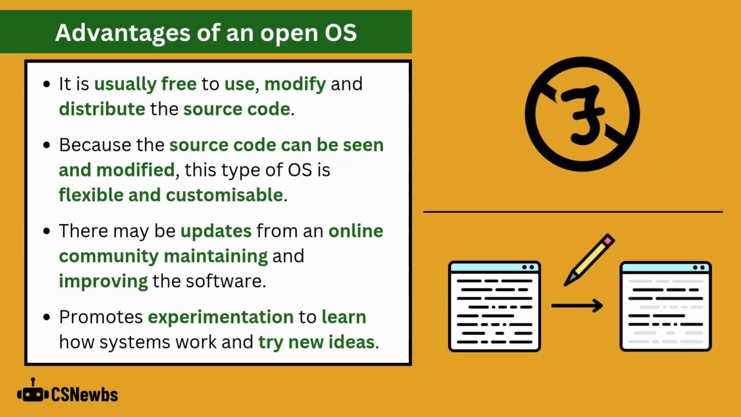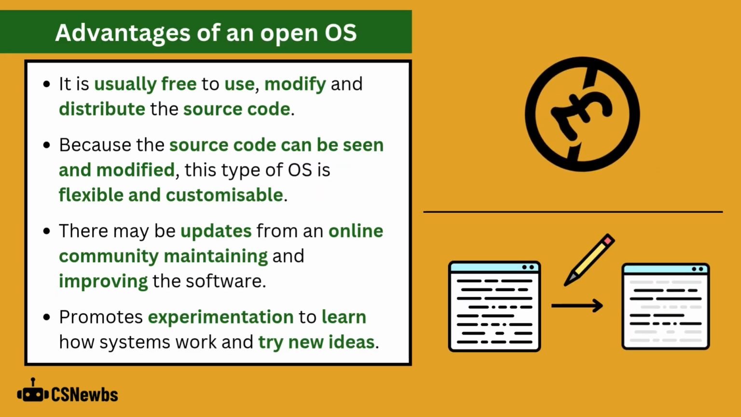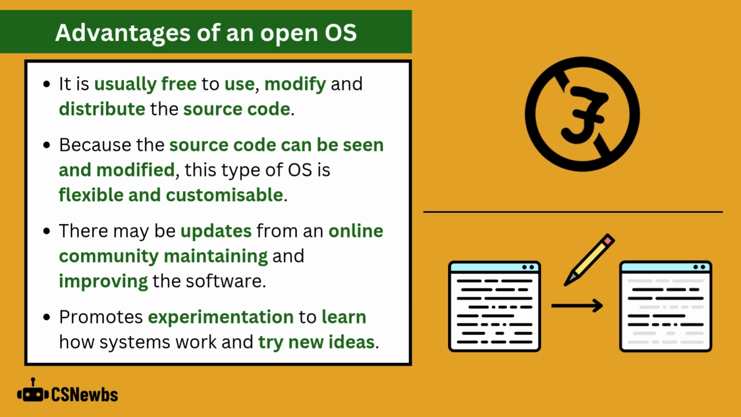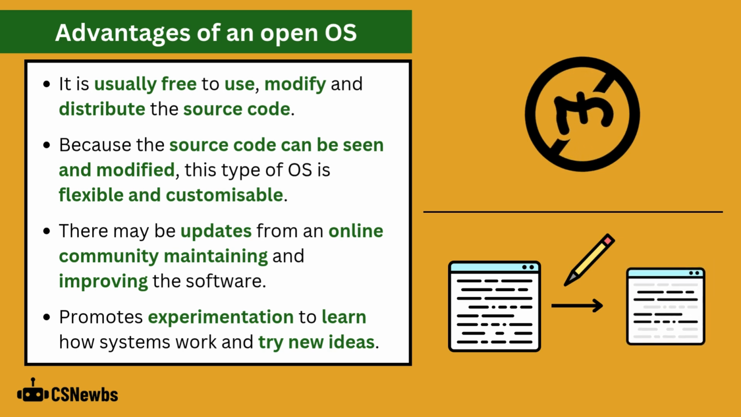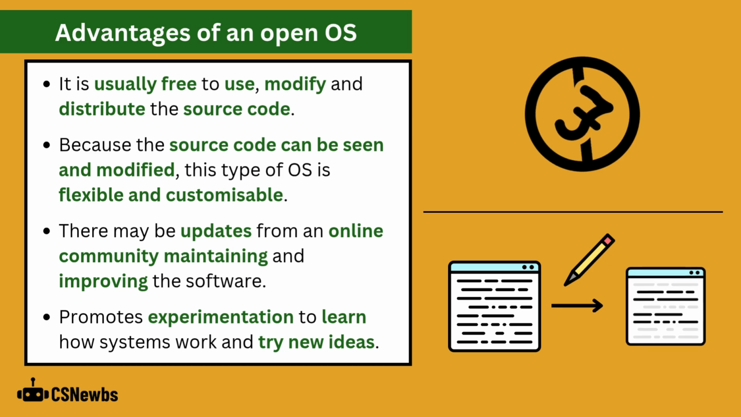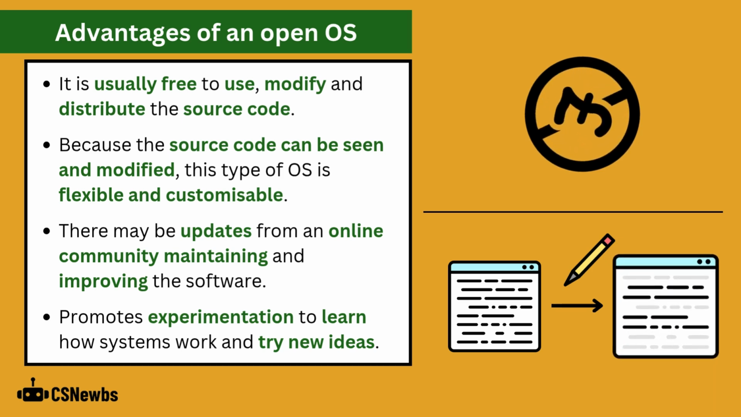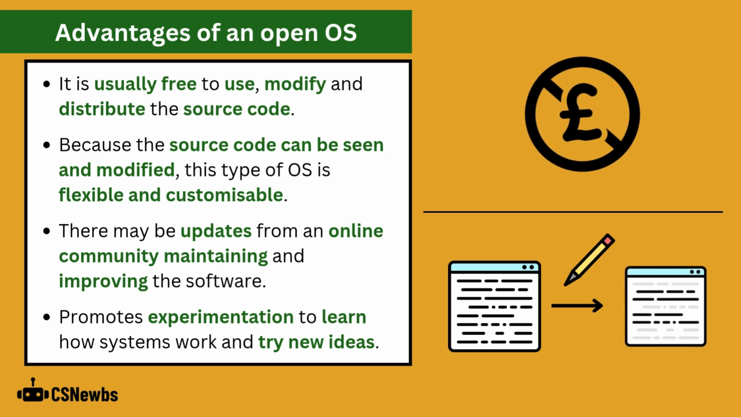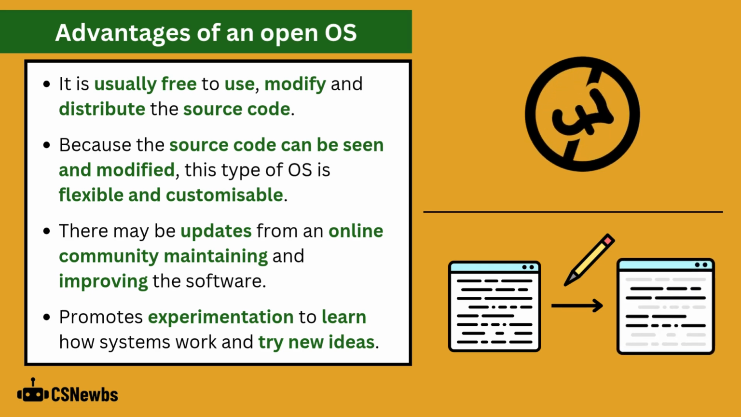The advantages of an open operating system are similar to its characteristics. It's free to use, modify, and distribute the source code most often. Because the source code can be seen and modified, it's very flexible and customizable to what the user needs. There may be updates from an online community maintaining and improving the software, and it promotes experimentation to learn how operating systems work and try out new ideas.